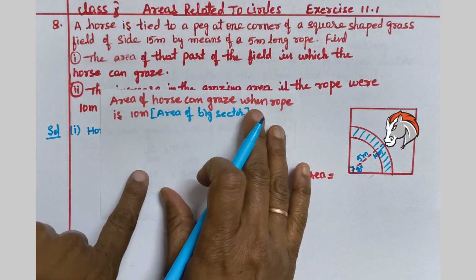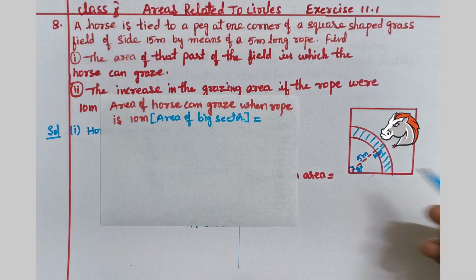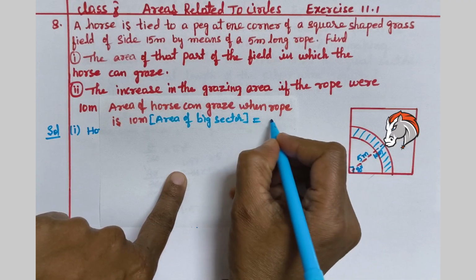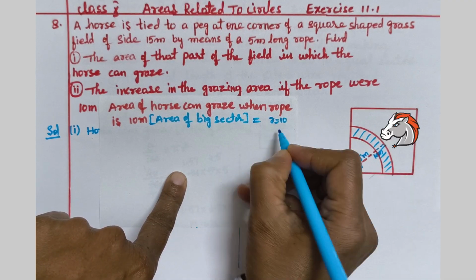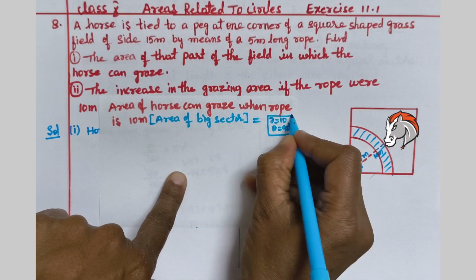Okay, already you know the small sector area. First we will find the big sector area. Now radius how much is there? It is 10 meter. Radius is 10 meter, R is equal to 10. Next, theta is equal to 90 degree. R is equal to 10, theta is equal to 90 degree.